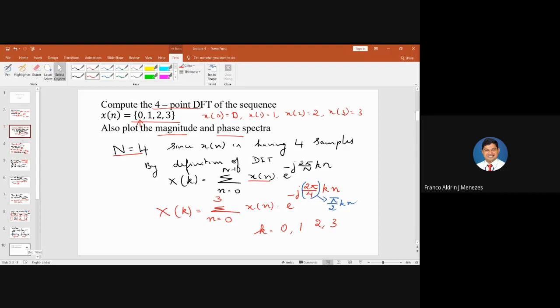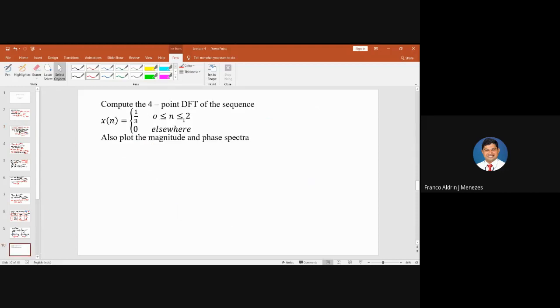With this, I have completed the first problem. Note down the second problem, which is for you to solve as a homework problem. I will first explain what you have to do, and then you can start solving. Compute the 4-point DFT. Again they have given the 4-point DFT, so the value of N is equal to 4, but the sequence is given in expression form.